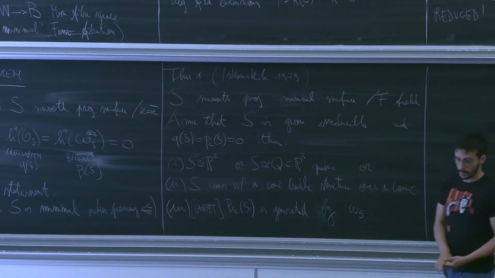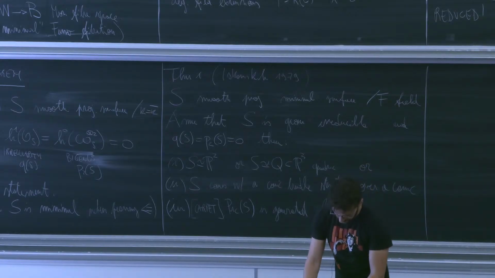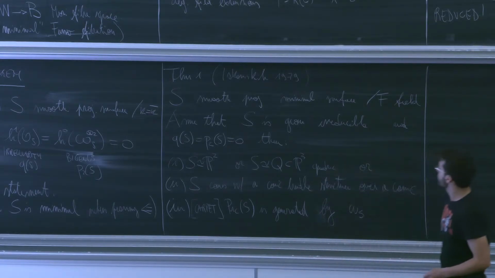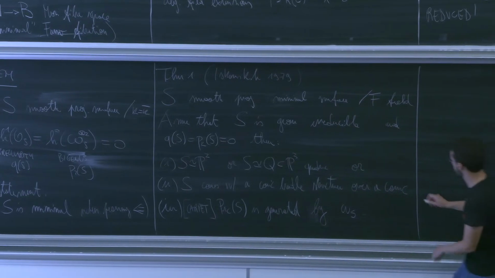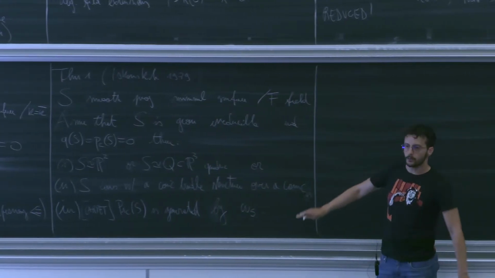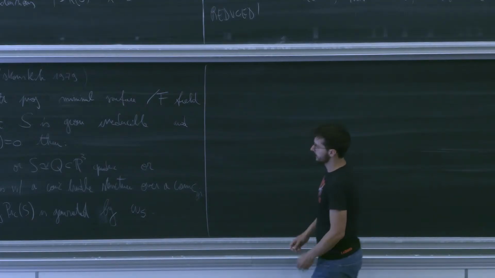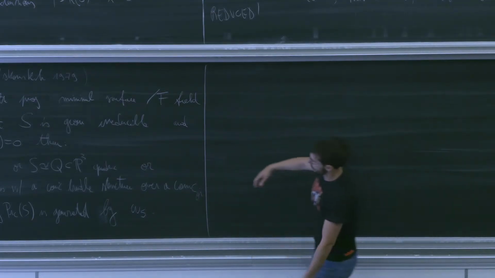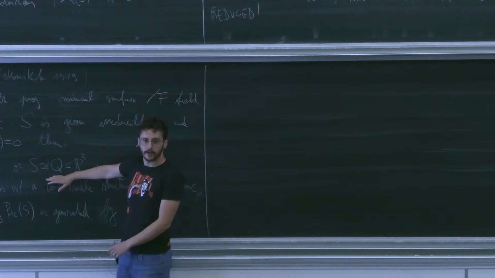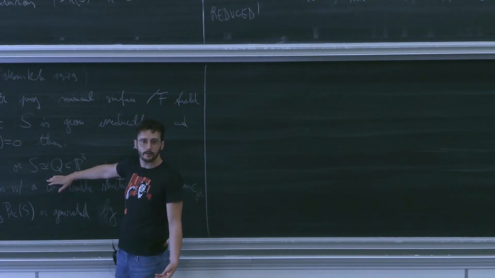Right, so this is the statement. Of course, it's "or"; they're not one excluding the other. I'm not saying this. Of course, you can have, think of the quadric: over an algebraically closed field, this is P1 cross P1.